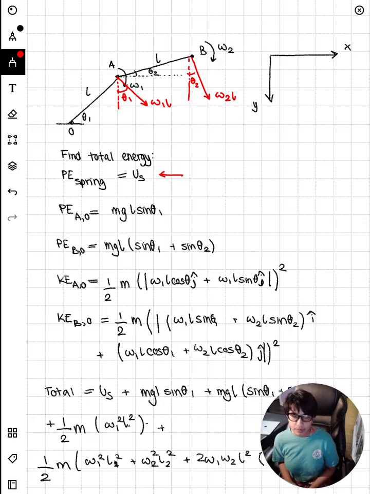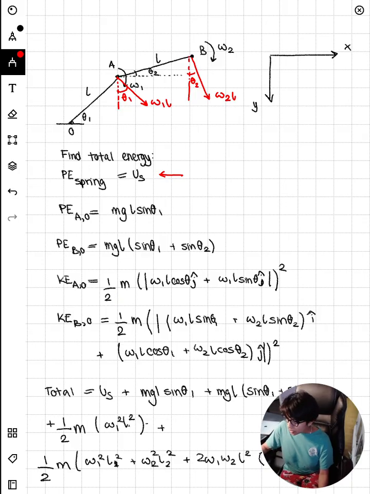PE of A with respect to O is going to be m times g times the height A has above O, and this would be equivalent to L sin θ1 by some basic trigonometry. Meanwhile, PE of B with respect to O would be equal to mgL sin θ1, as that would be this height, plus mgL sin θ2, which would be this height, giving us the total height above the ground.